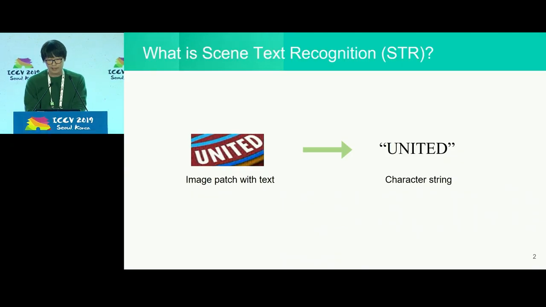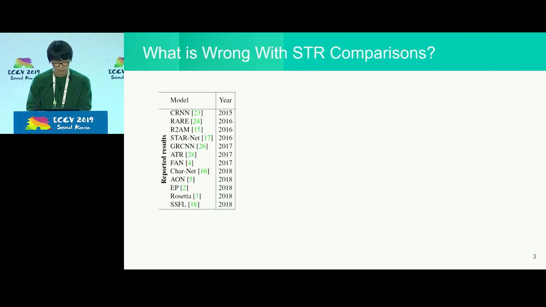What is scene text recognition? Scene text recognition is the task of recognizing the character string in an input image patch. Then what is the problem? There have been a lot of researches on STR. When we looked into their evaluation, we found lots of complications. So what exactly is wrong with the previous STR comparisons?